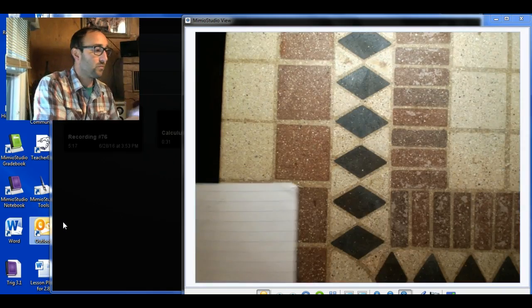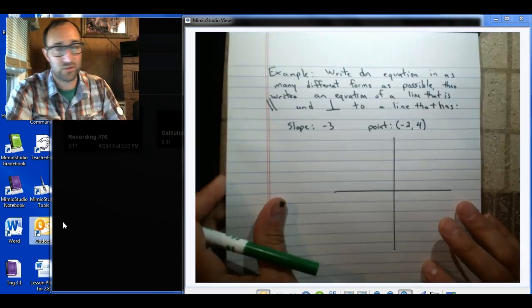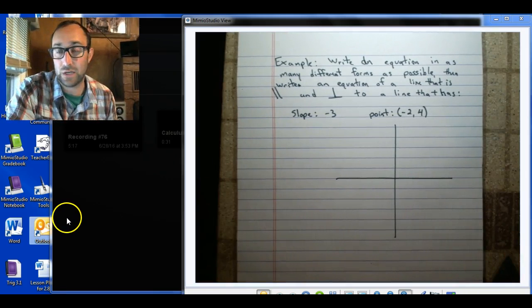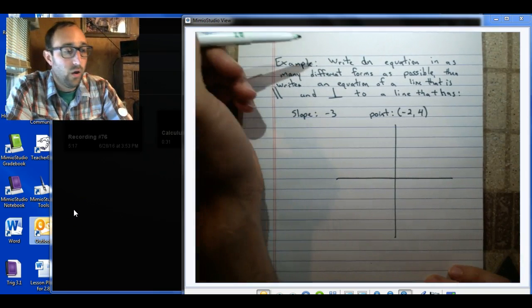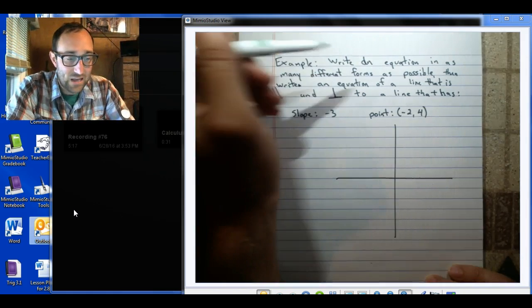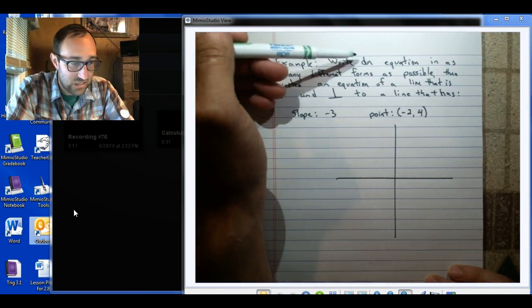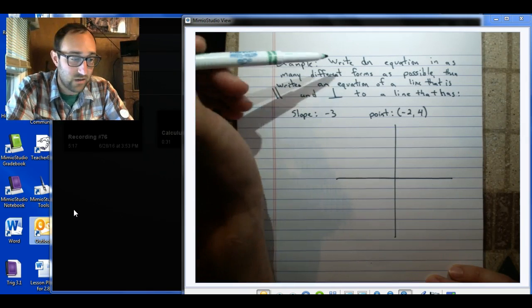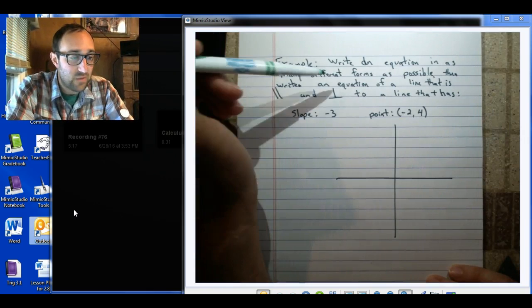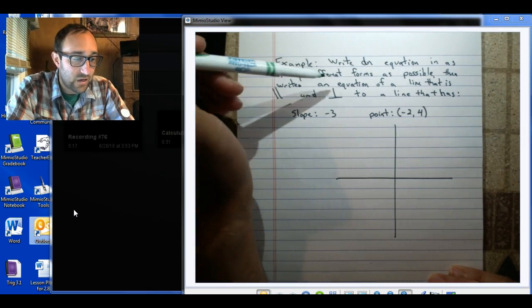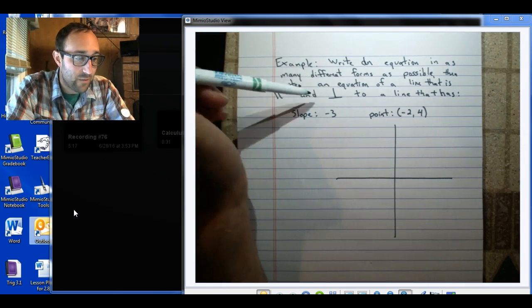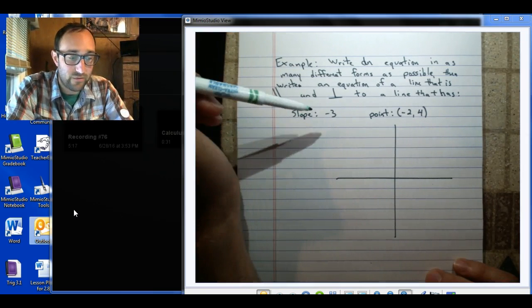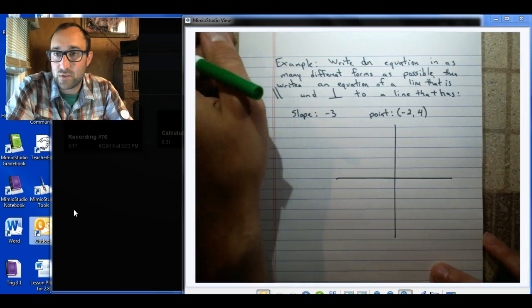All right, so now let's just do a quick example, just so that way you can kind of refresh yourself a little bit on all this line stuff. It says write an equation. I know it looks kind of weird, it looks like dn, but it's really not, it's an. Write an equation in as many different forms as possible. Then write an equation of a line that is parallel and perpendicular to a line that has a slope of -3 and a point of -2, 4.